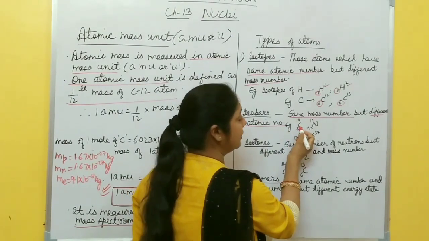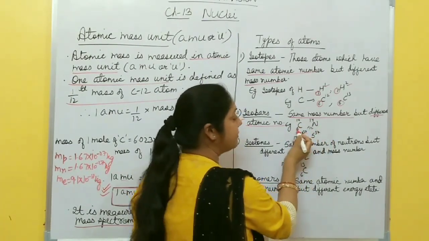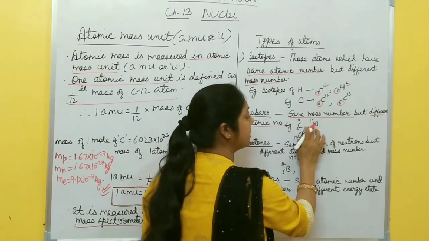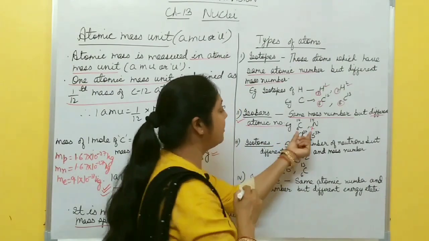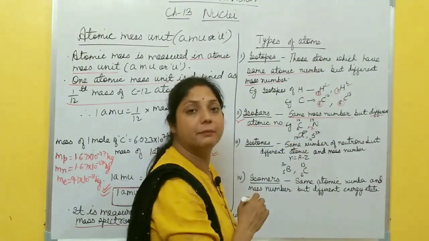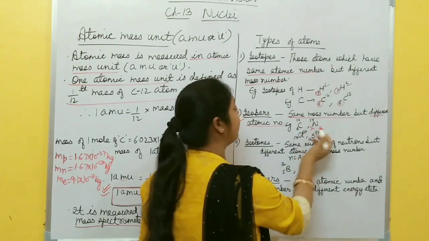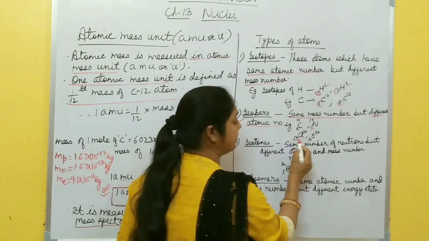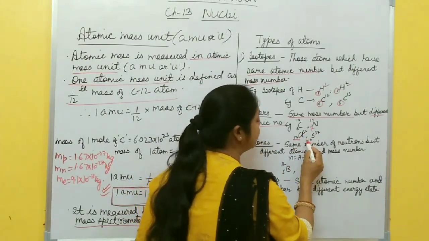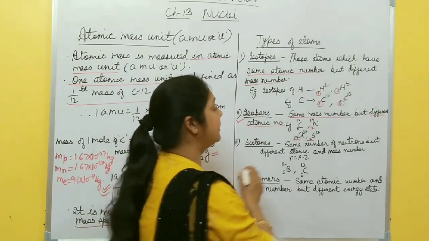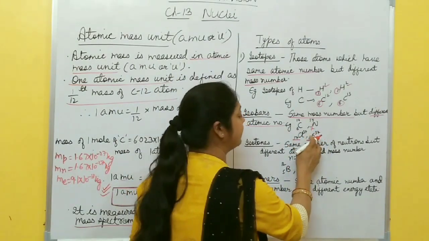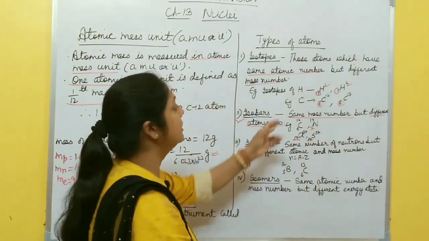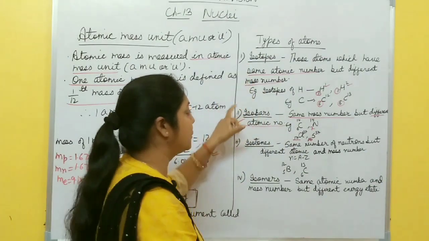So here, for example, carbon and nitrogen. Carbon has atomic number 6, and nitrogen has atomic number 7. So here atomic number is different but both have mass number 14. These two elements, carbon and nitrogen, are isobars. Again, chlorine and sulfur: chlorine has atomic number 17 and sulfur has atomic number 16, but their mass number is the same, 37. Okay, so you must revise this one. You must learn one or two examples also for isotopes and isobars.